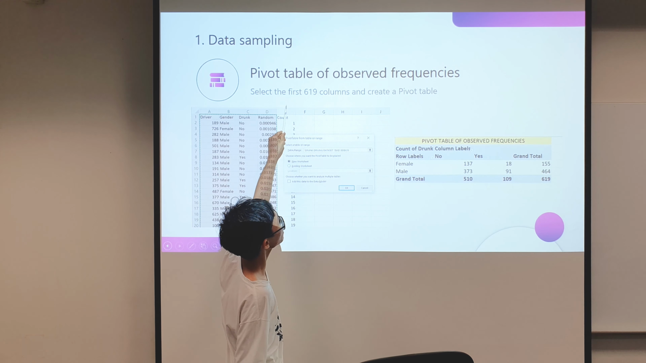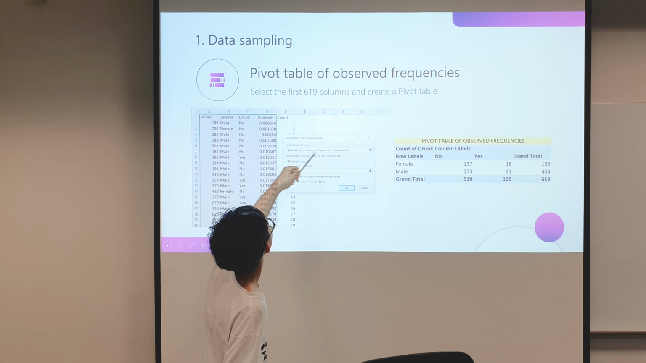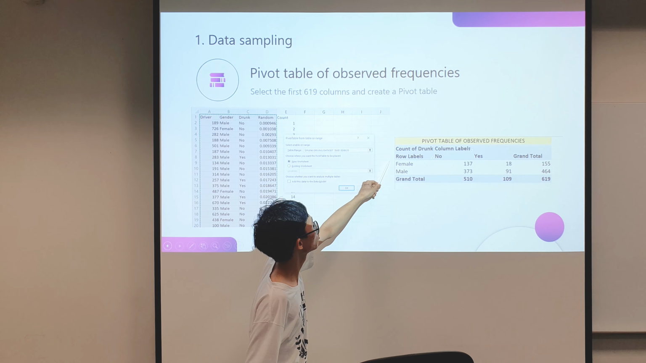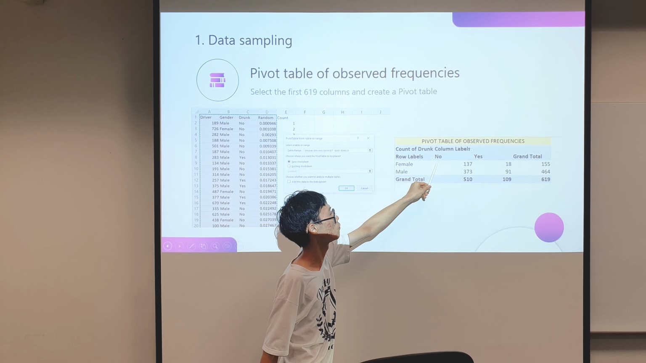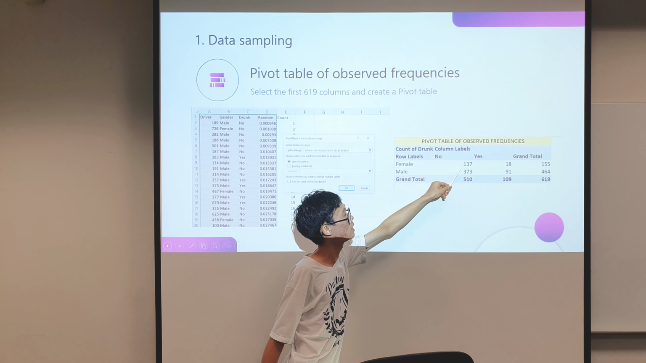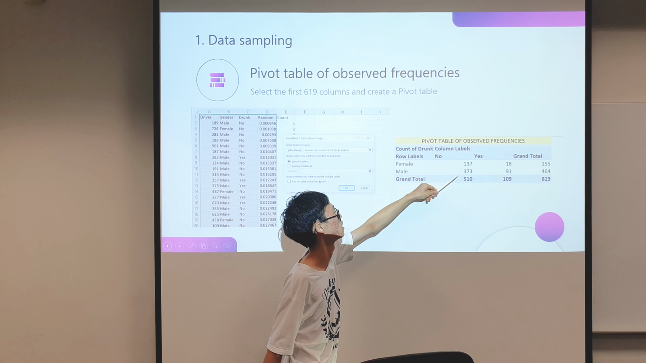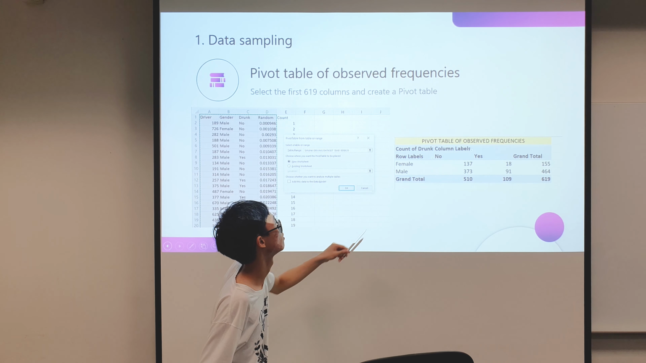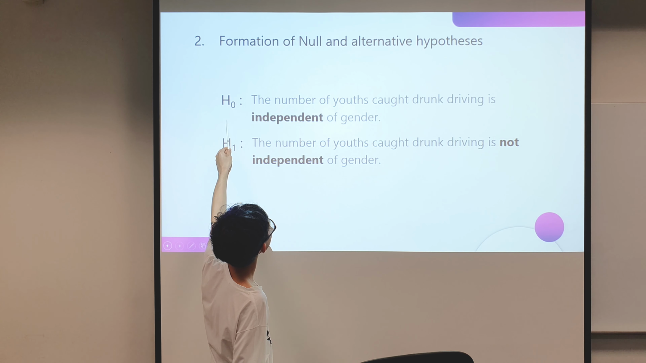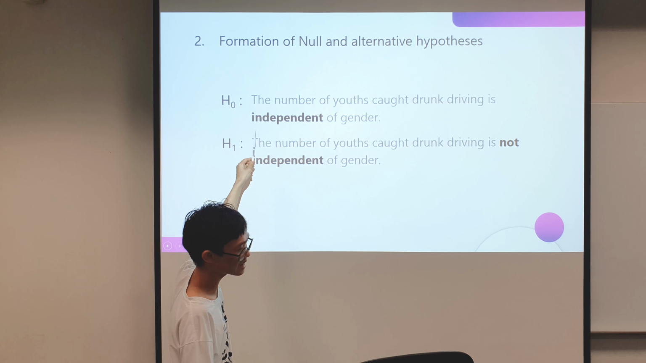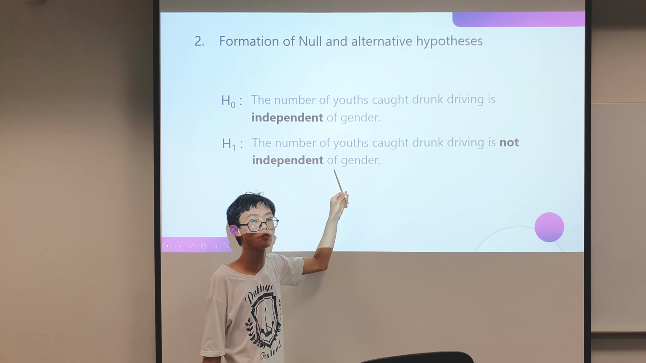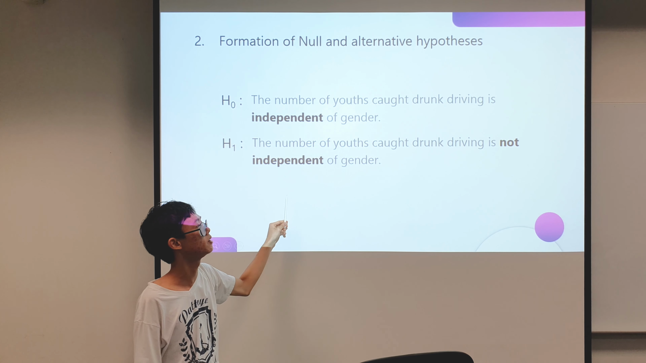Then, we create a pivot table of the observed frequencies. We select the first 619 rows and create the pivot table here. So we can see our row labels. This is for the number of youths who did not drunk drive. Then yes is for the number of youths who were caught drunk driving. And this is their gender. We formulate the null and alternative hypothesis, where the null hypothesis states that the number of youths caught drunk driving is independent of gender. And the alternative hypothesis says that the number of youths caught drunk driving is not independent of gender.